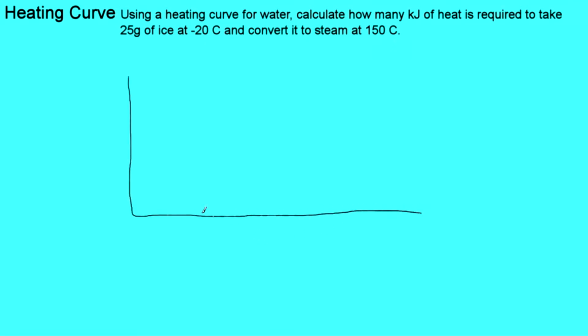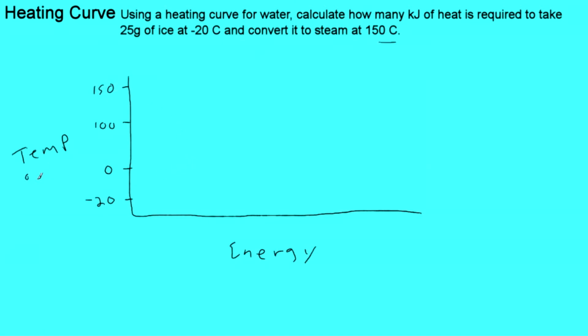Draw a chart like this where we have our temperature, and then here we have energy. So the first thing I'm going to want to do is look at our question and see what temperatures we're talking about here. So we're starting at negative 20 degrees Celsius, so that's where we're going to start. We're going to have our ice cube at negative 20. We're going to put in 0 degrees and 100 degrees because this is the melting and boiling point of water. And then finally we'll go up to 150 degrees.